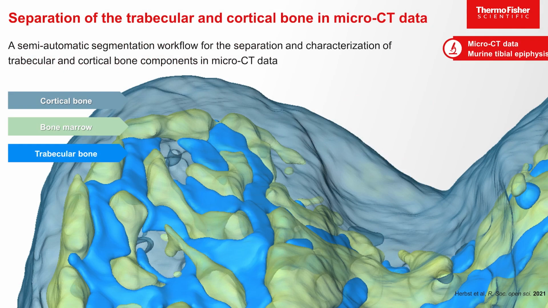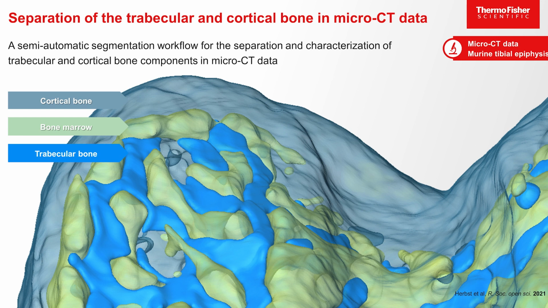So understanding the structure of the trabecular bone is essential for investigating its physiological function and its role in different diseases. Here we show an example of the epiphysis of the murine tibia, which has been imaged by microCT. Due to the similarity in bone signal, the segmentation of the trabecular bone separately from the cortical bone is often performed manually, which is highly time consuming and also prone to errors.